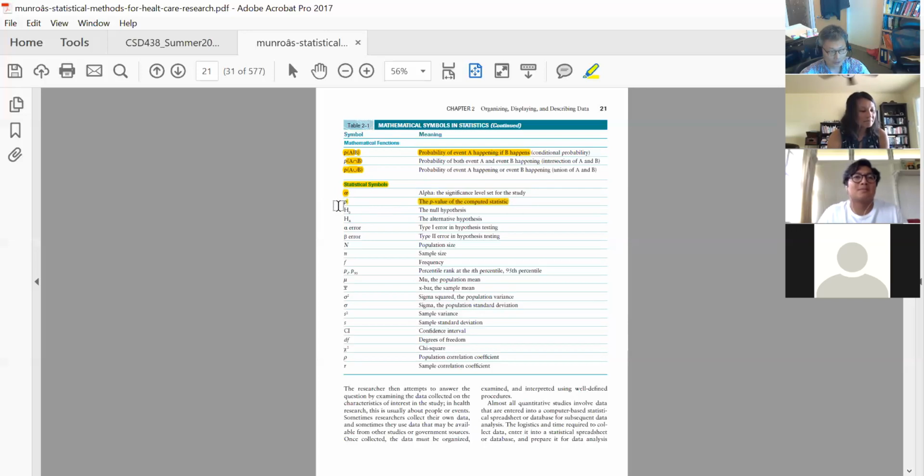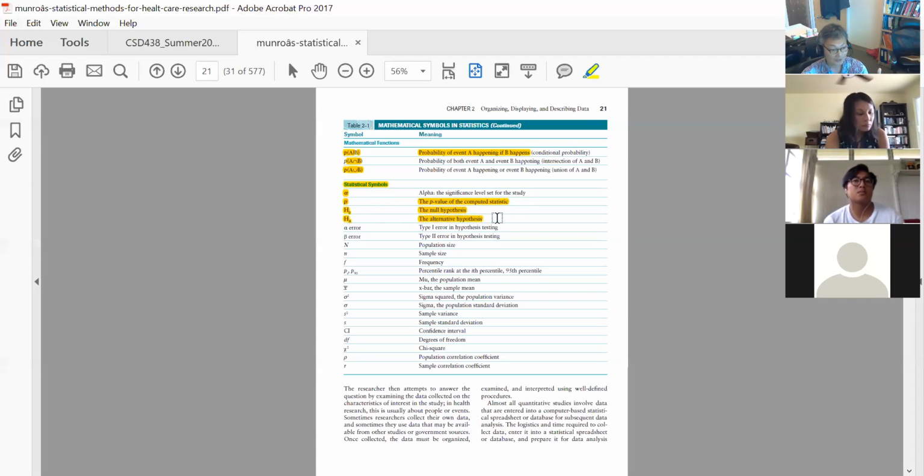H0, as an index, is the null hypothesis. And HA is the alternative hypothesis. That means we have to set up two different hypotheses, the alternative hypothesis and the null hypothesis. These hypotheses come from your research question, okay? So I'll tell you later how you set up the hypotheses. And alpha error and beta error are type 1 and type 2 errors. I'll tell you later about these different types of error.